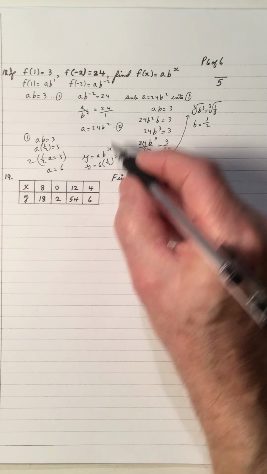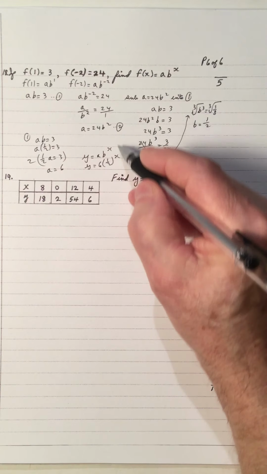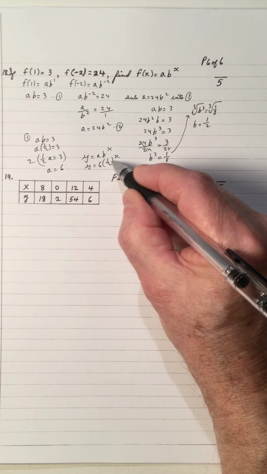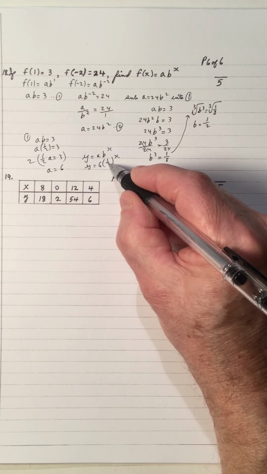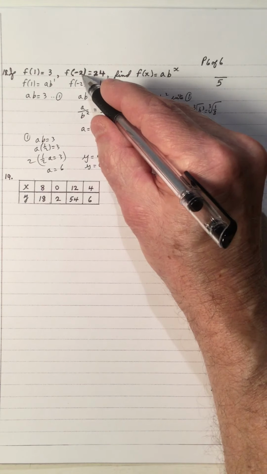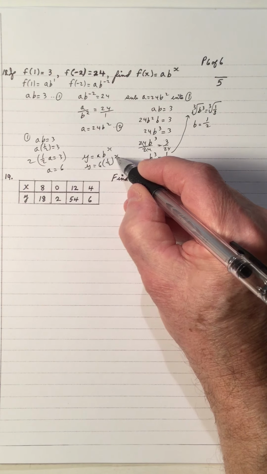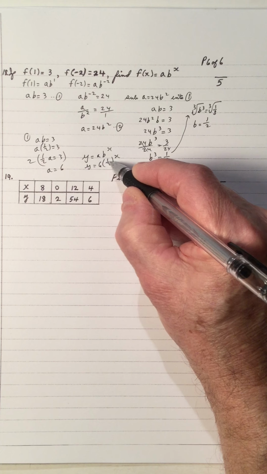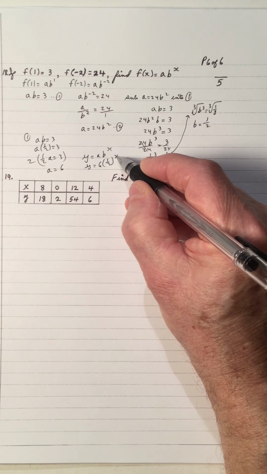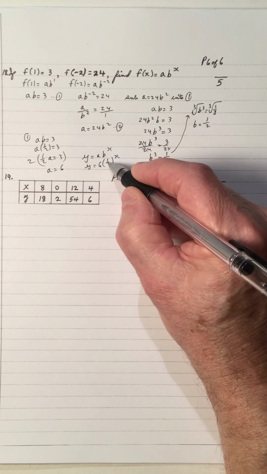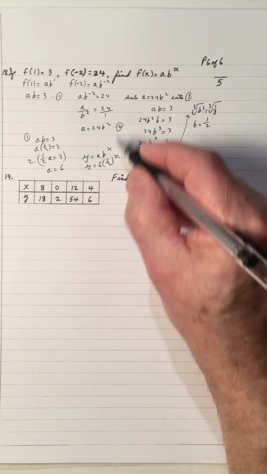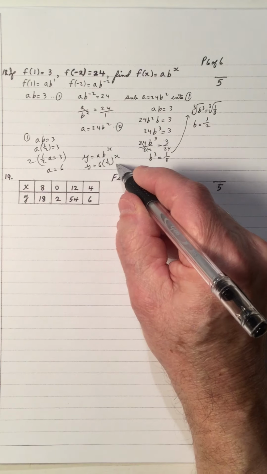And just to check, take f of 1, put a 1 in here. Half to the 1 is a half, and 6 times a half is 3. And if you put a negative 2 in here, 1/2 to the negative 2, the negative flips the fraction to 2, so 2 squared is 4, and 6 times 4 is 24. So that's the right equation.